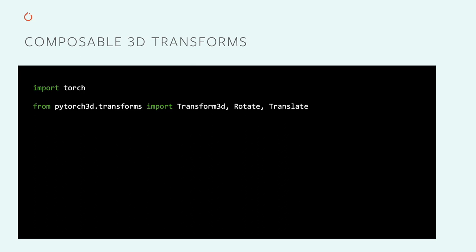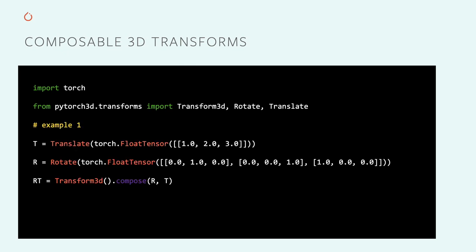Transforming 3D data is another common task. PyTorch3D has a general-purpose Transform3D class, with subclasses to support different types of transforms. We can create separate translate and rotate transforms, both of which can be independently applied to a tensor of XYZ points, or they can also be composed to create one combined transform. You can also use the transform methods directly on the Transform3D class. For example, here we have an XYZ scaling followed by an XYZ translation.